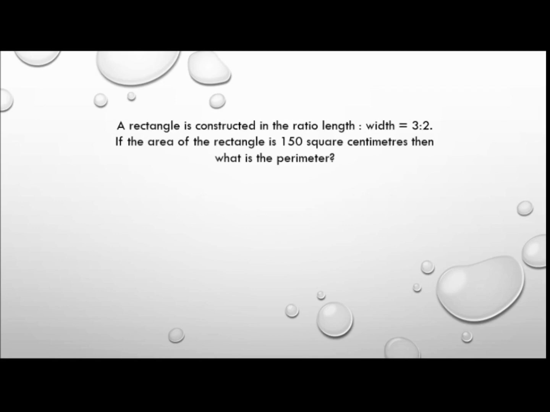So in this question we're asked, a rectangle is constructed in the ratio of length to width is equal to 3 to 2. If the area of the rectangle is 150 square centimetres, then what is the perimeter? Okay, good luck with that one. Pause the video, take your time, figure it out. When you're ready for the answer, just press play.